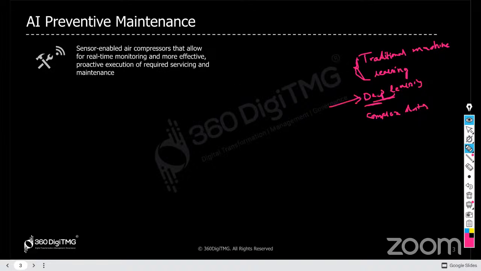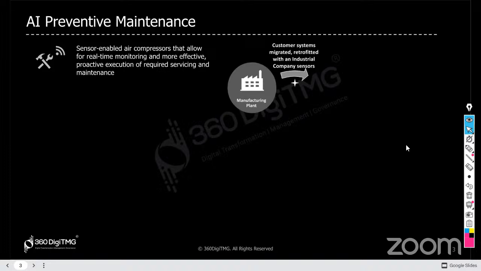So let's see an example for this one. That is present over here, AI preventive maintenance. Let's see what is present in the slides. If you have a manufacturing plant manufacturing some product, you are continuously using your machines in order to manufacture.